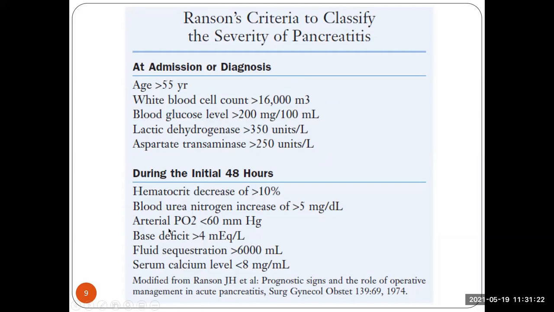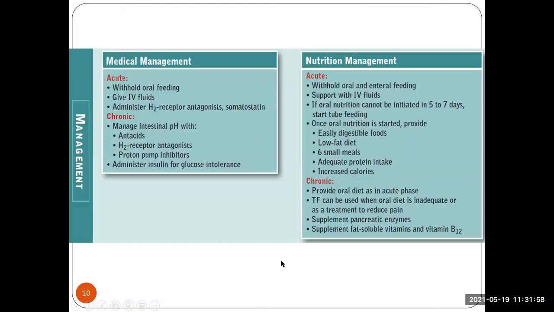Subsequently, the following tests are also conducted. For example, hematocrit decrease of more than 10%, blood urea nitrogen increase of more than 5 milligram per deciliter. These things are indicating that the pancreatic juice enzymes are not working well, and ultimately the losses of nutrients are through the body secretions like urine and fecal mass. Similarly, serum calcium levels are also less than 8 milligram per deciliter.